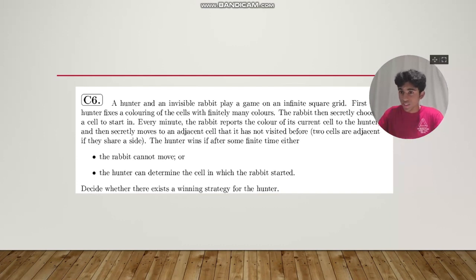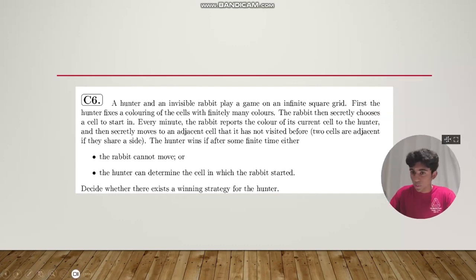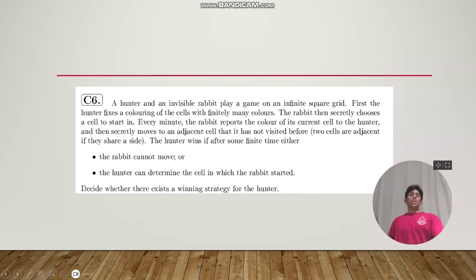So, yeah, let's get straight into the statement. A hunter and an invisible rabbit. I am the hunter. I've got a rabbit makeshift over here, and they're playing a game on an infinite square grid. First, the hunter fixes a coloring of the cells.